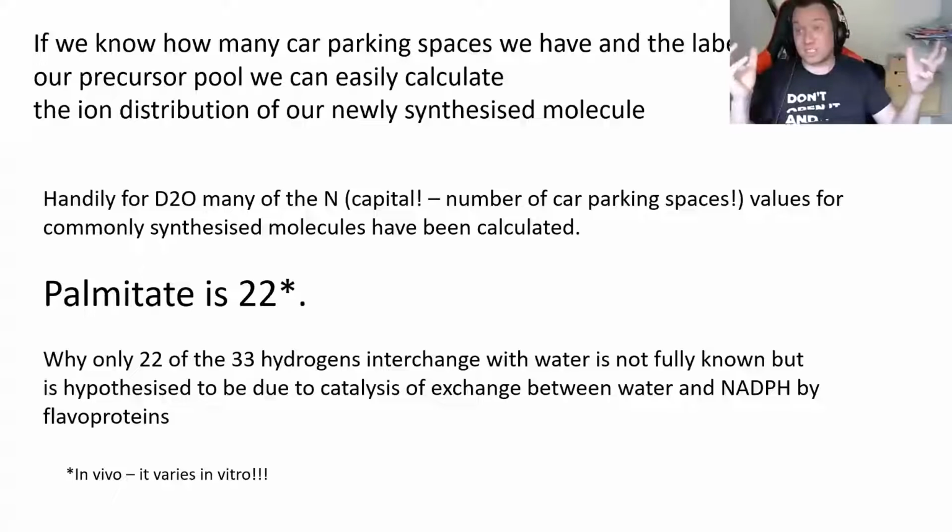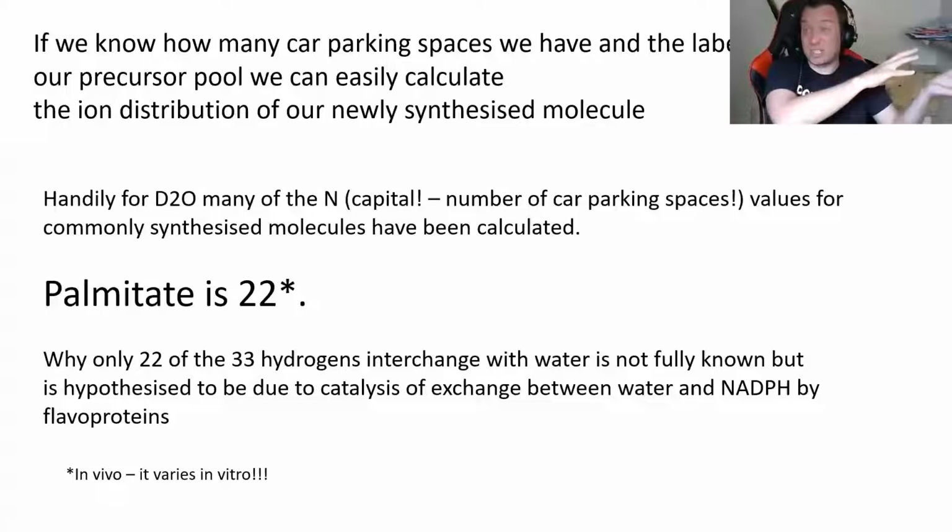But as a general question, it's quite interesting that although palmitate has an N of 22, it actually has 33 hydrogens in it. So why in vivo is it very defined as 22 as the N number, why the other 11 are inaccessible, I think it's still not necessarily 100% clear.